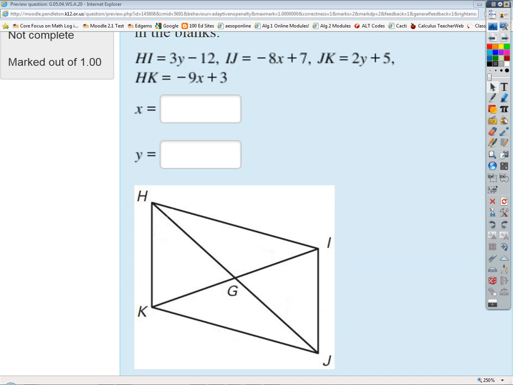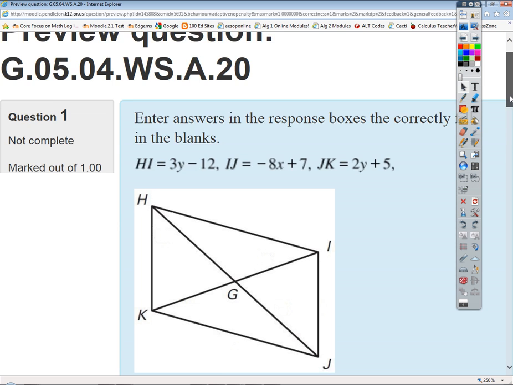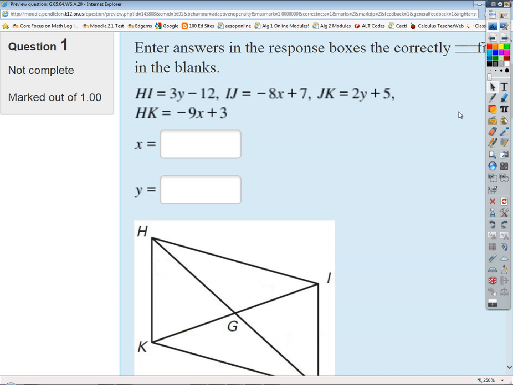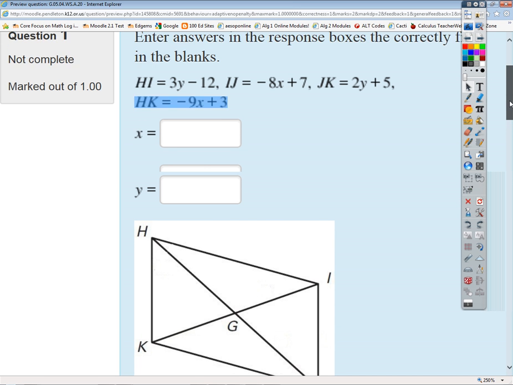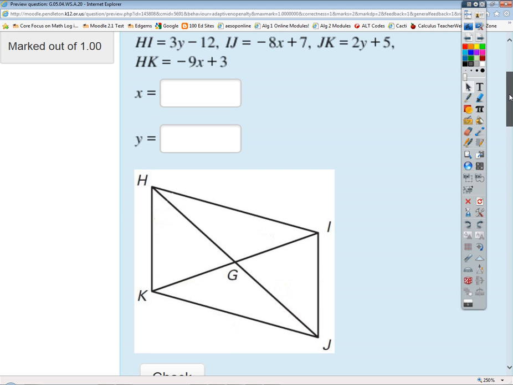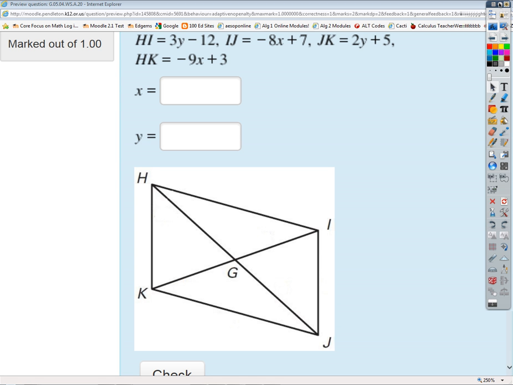Okay, so here's some stuff from the 6.2 assignment. We'll use this to quickly review some properties of parallelograms. If we know that... I'll have to add this to the text. This is a parallelogram. We're dealing with a parallelogram. That's assumed.